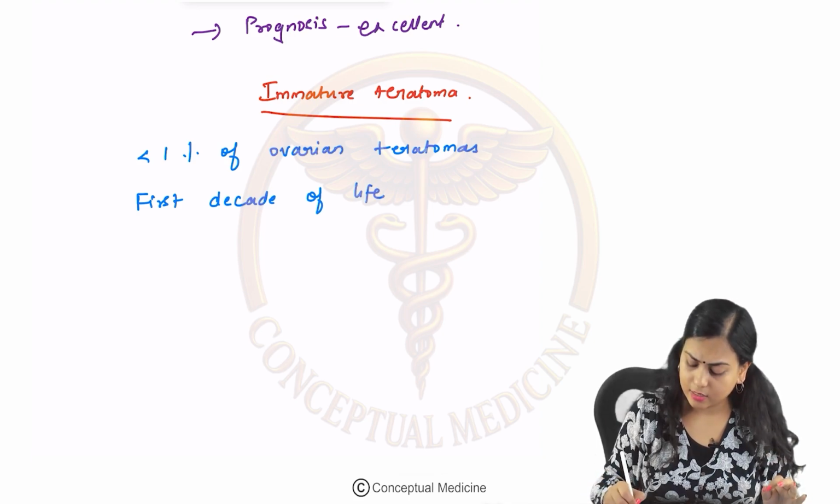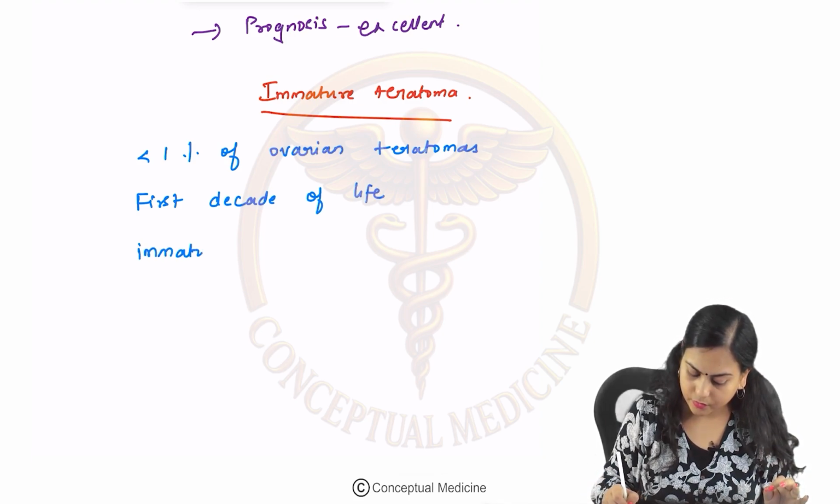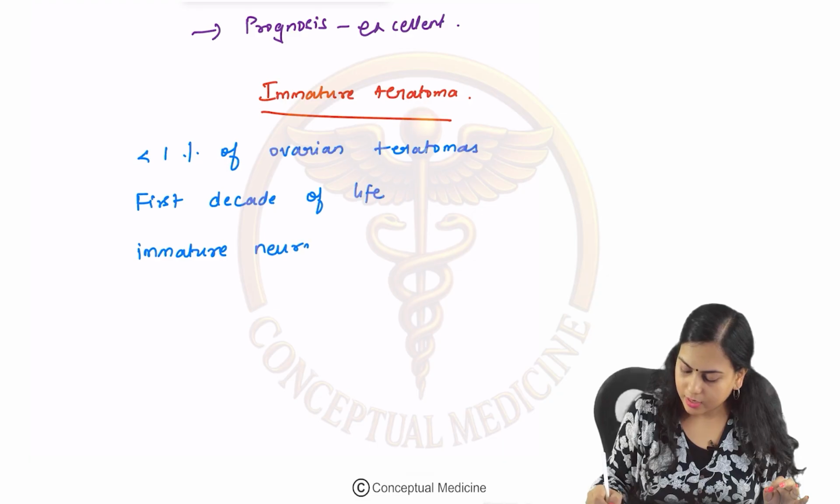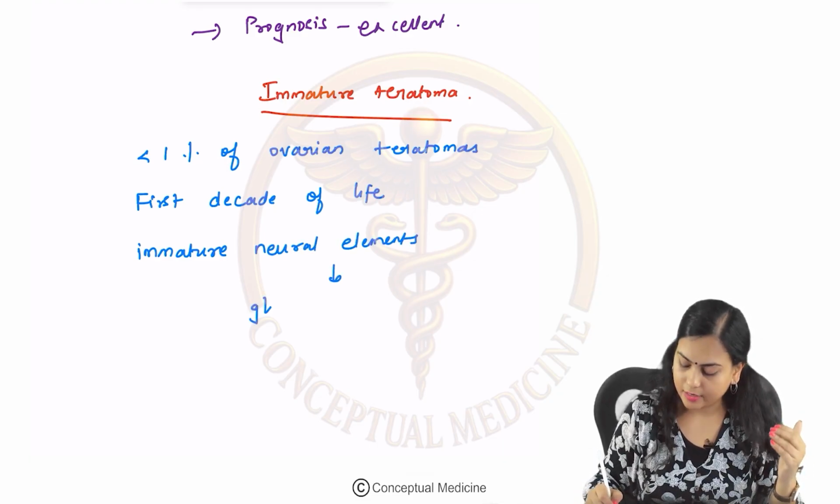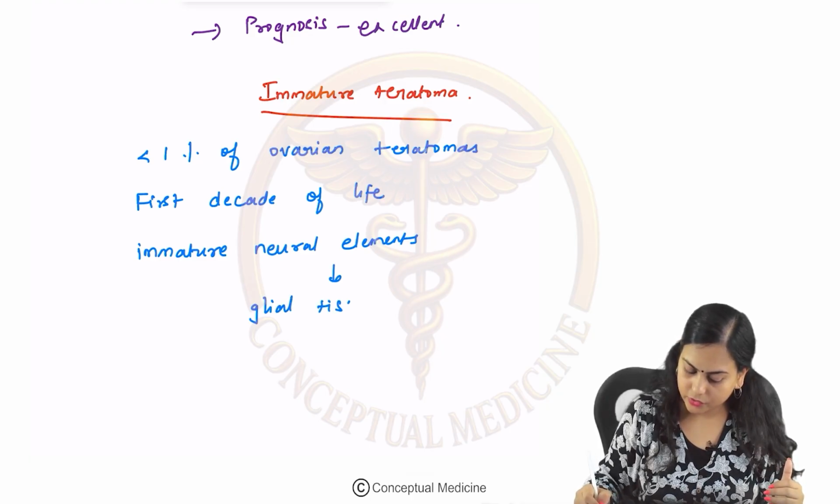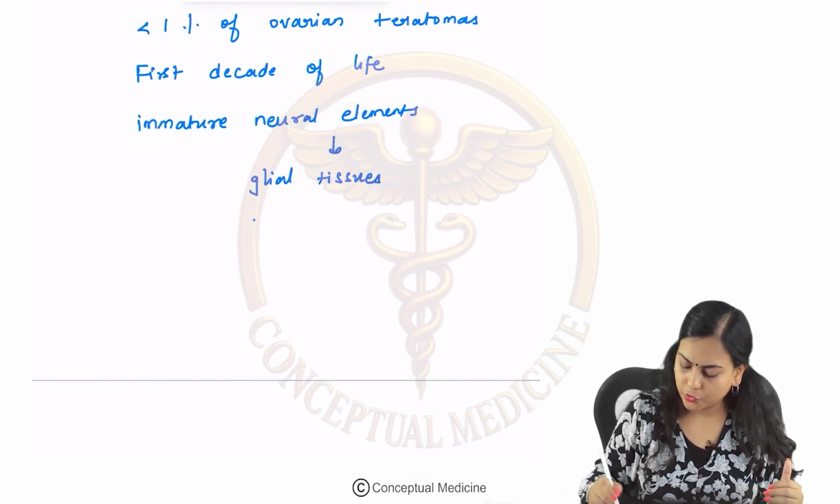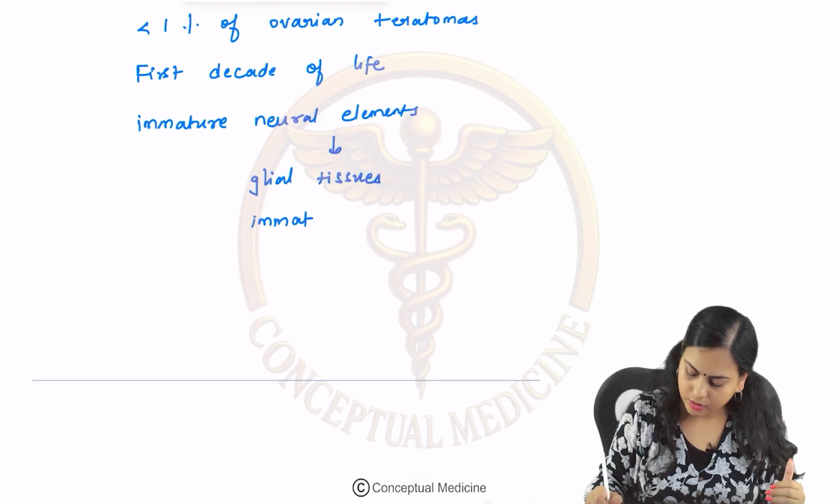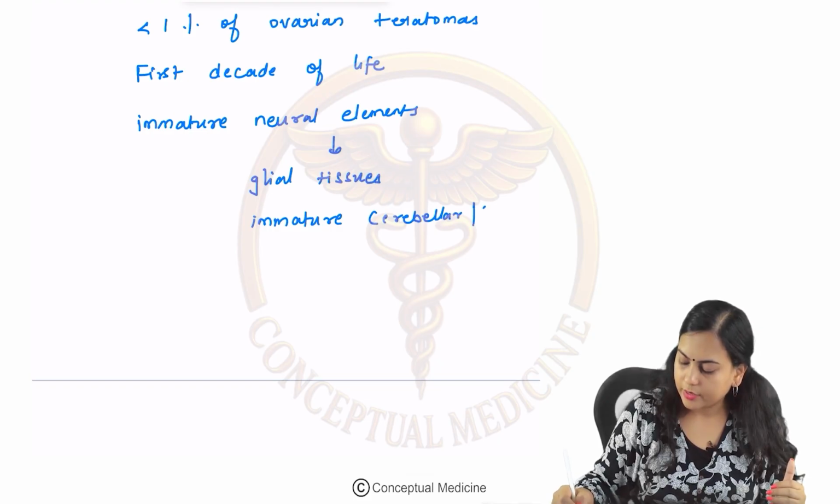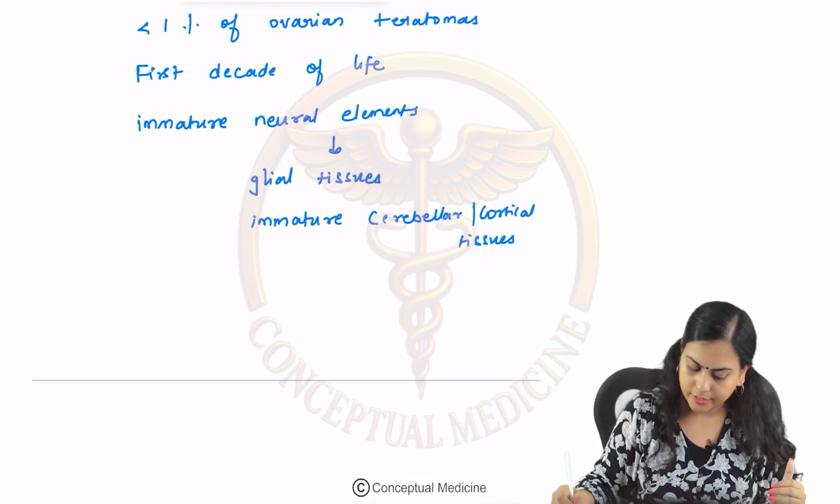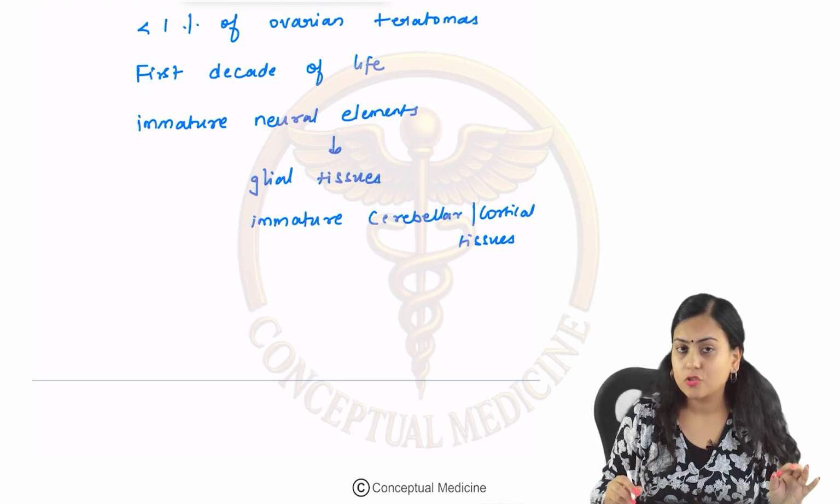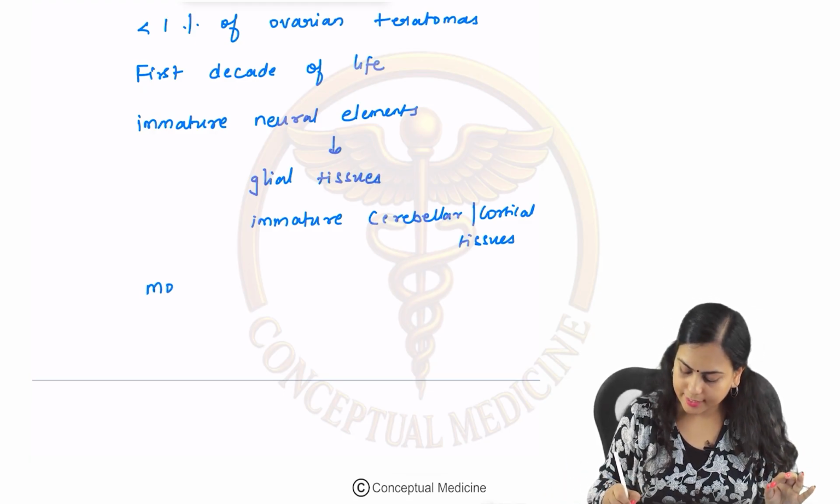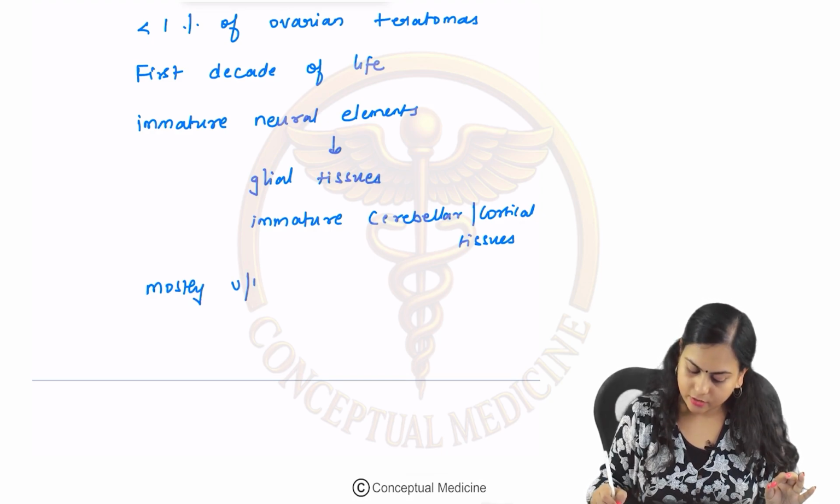It contains immature neural elements, say glial tissues, immature cerebellar or even cortical tissues. And these tumors are also mostly unilateral tumors.